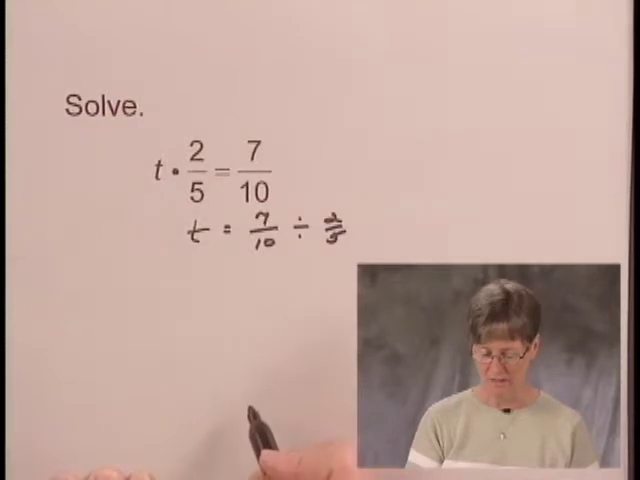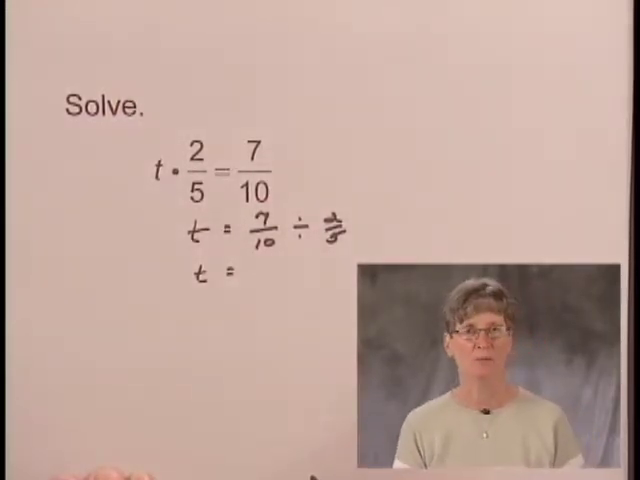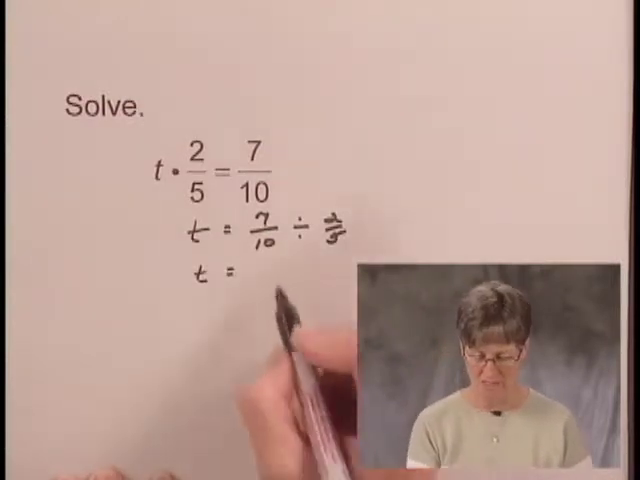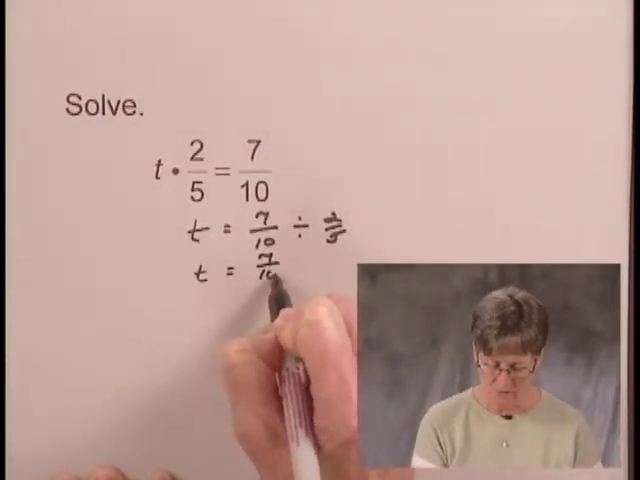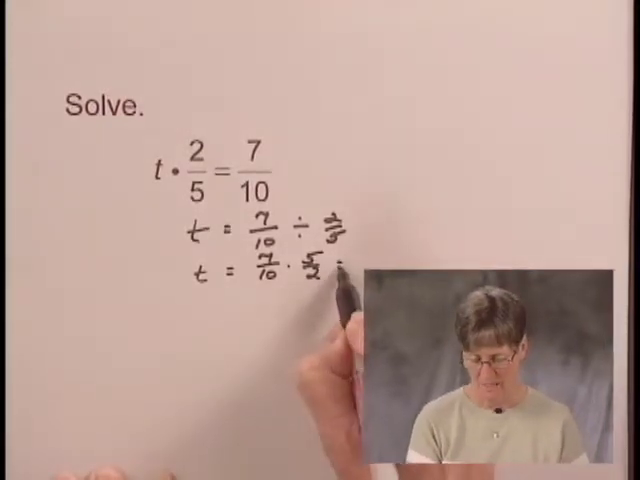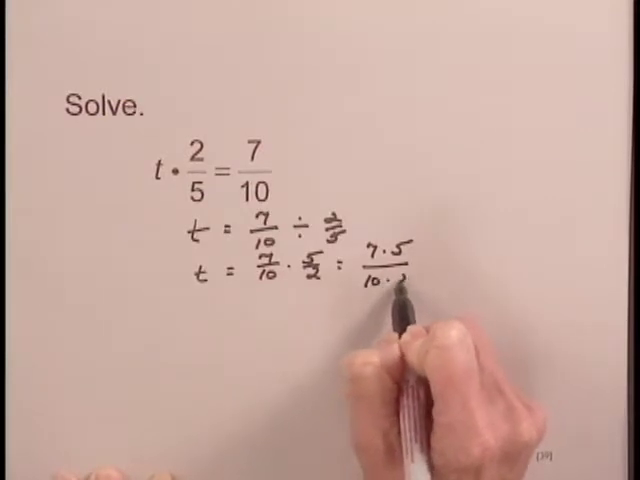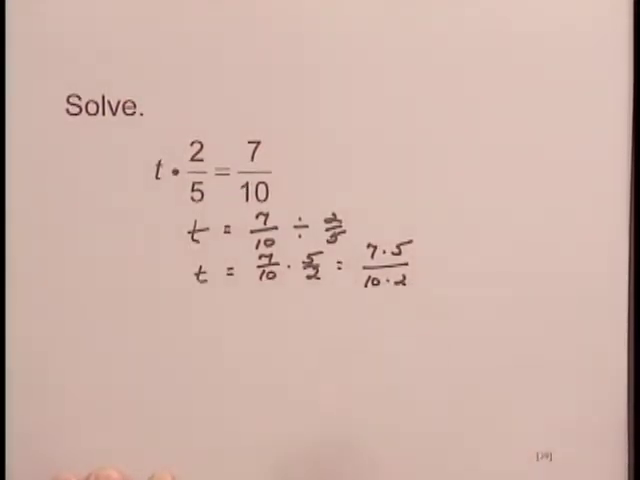Now I need to carry out the division, and remember, when we divide using fraction notation, we multiply by the reciprocal of the divisor. So I would write this as 7 over 10 times 5 over 2, and then we multiply numerators, and we multiply denominators. And now we need to see if we can simplify the product.